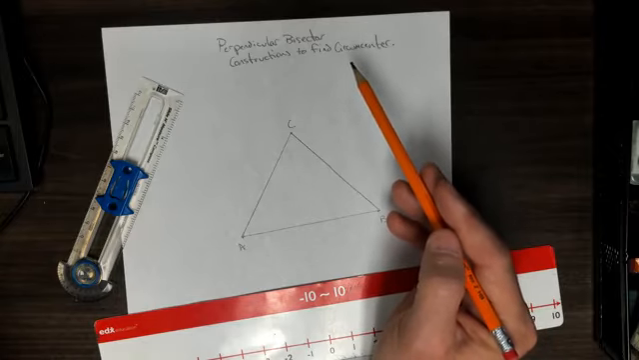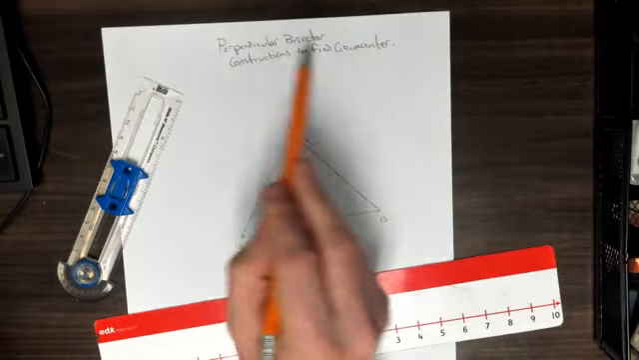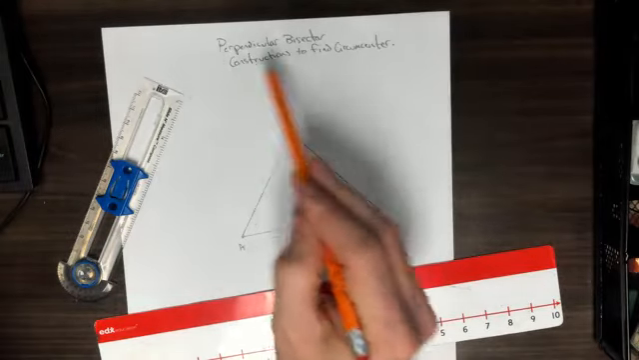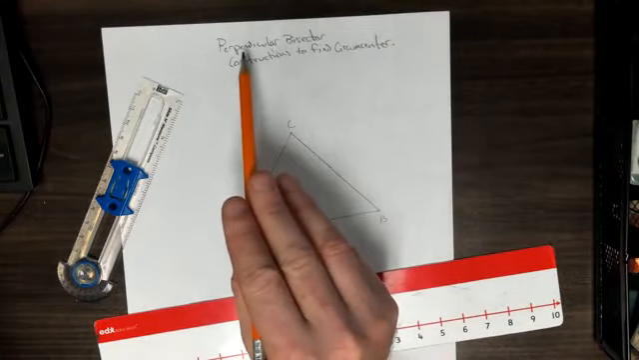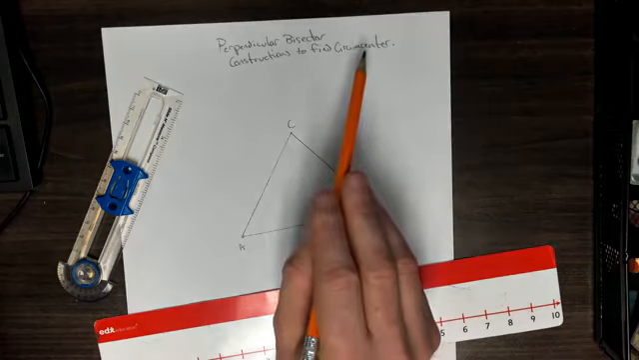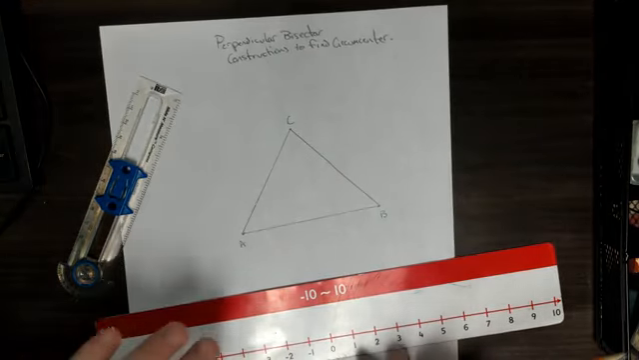Well, the circumcenter is just a point where all of the perpendicular bisectors meet. There are three sides, so there should be three perpendicular bisectors, and it's where all three of those lines intersect. We call that a point of concurrency, but we'll get into more details as we go.